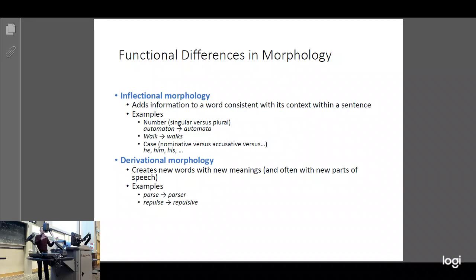Now, one of the reasons that this is important is if you're doing things like information retrieval, then you want to get rid of the inflectional morphology. You want to normalize it away because it makes words that are the same word look like different words. But you don't want to do this to derivational morphology because it makes words differ in meaning and part of speech.